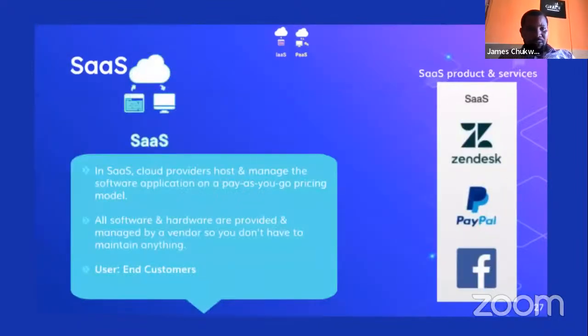The software as a service. In software as a service, cloud providers host and manage the software applications on a pay-as-you-go pricing model. So all software and hardware are provided and managed by a vendor. So you don't have to maintain anything.